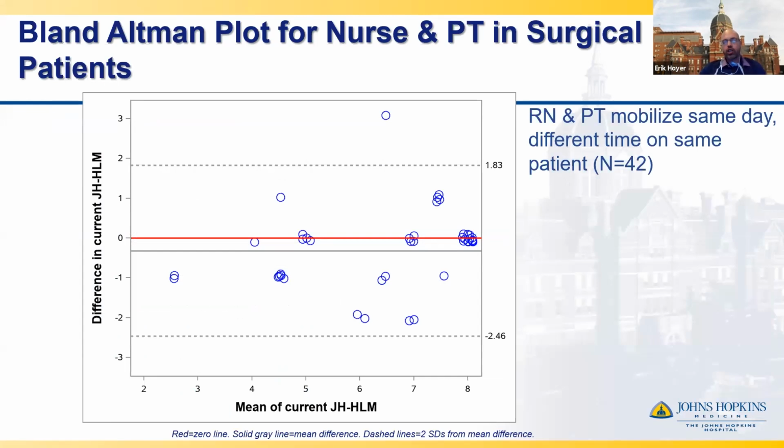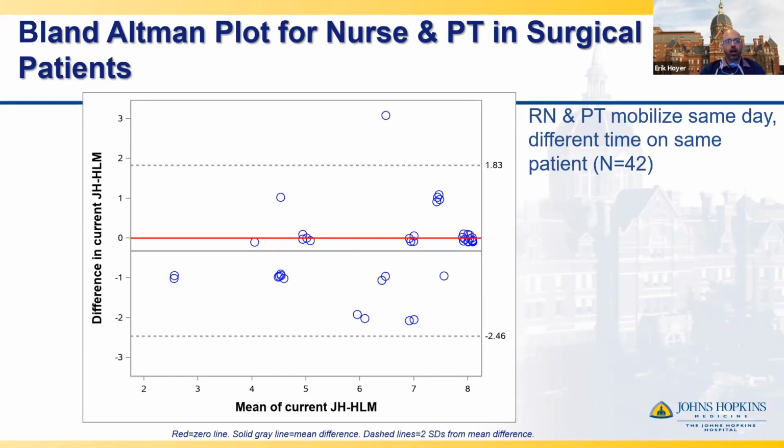So we actually had nurses and physical therapists independently go in and mobilize patients on the same day at different times of the day. We did this on 42 patients in a surgical patient population. That study that I just showed you was in a neuroscience population. This is in a surgical patient population, just to make sure that our conclusions are also generalizable to different patient populations. And this is what's called a Bland-Altman plot.